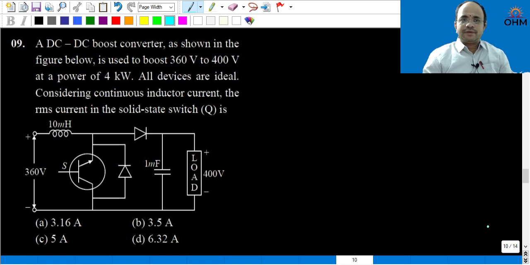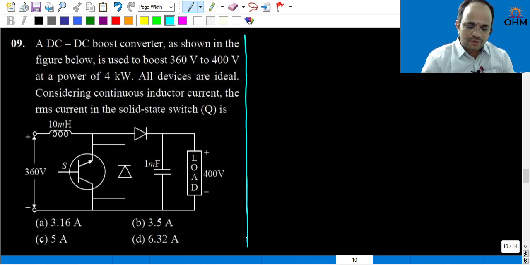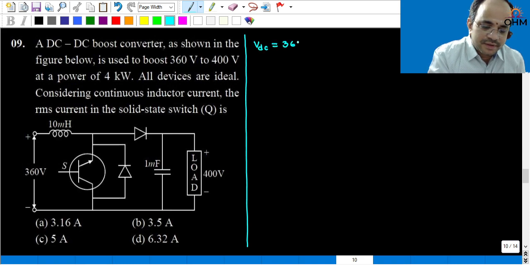Now another question. A DC to DC boost converter as shown in the figure below is used to boost 360 volt to 400 volt at a power level of 4 kilowatt. All the devices are ideal. Considering continuous inductor current, find the RMS current in the solid state switch. So what is given here? The input voltage is given, that is 360 volt.